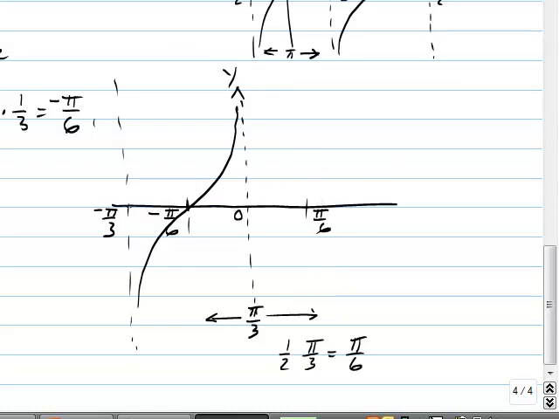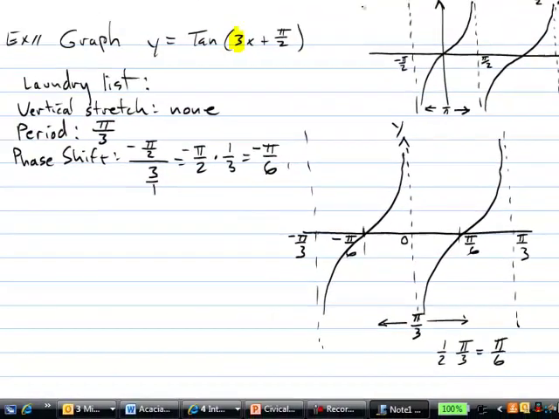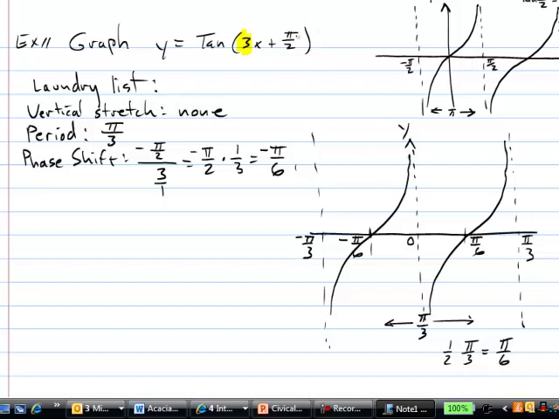See if you can determine what it's going to look like. It's just going to come through again here, right? And come up. It's just going to repeat. And we should always mark a couple of cycles of these graphs. So if that's pi over 6 there, and then this is another pi over 6, that's 2 pi's over 6, which becomes positive pi over 3. That is the graph of the tangent of 3x plus pi over 2.